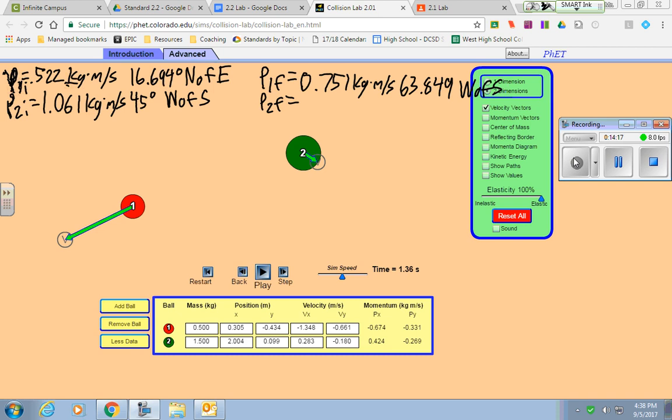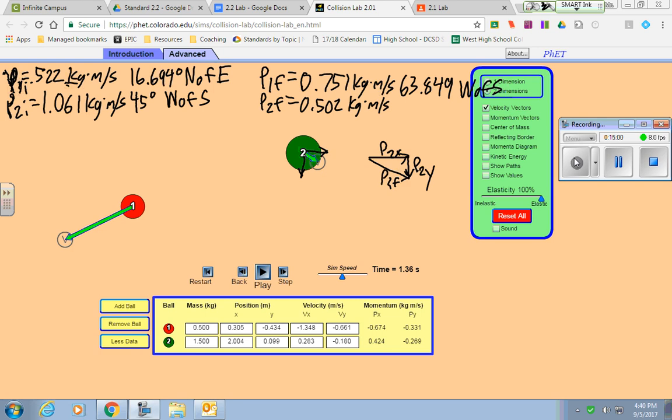Again, you make a little triangle, x direction, y direction, make it into a triangle. So we have our P2 of x, and we have our P2 final, and then we have our P2 in the y direction. We can solve using Pythagorean theorem, and so let's solve. Alright, so now we have 0.502 kilograms times meters per second.